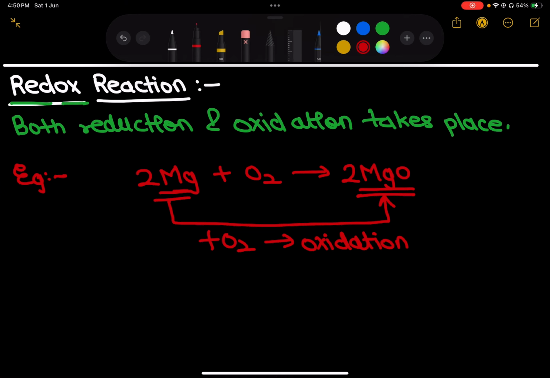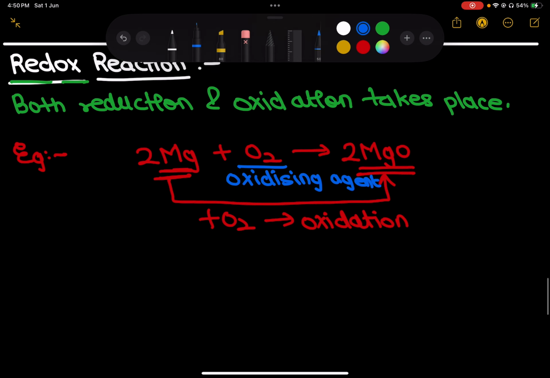Now, if oxidation has taken place with Mg, then O2 is the oxidizing agent, because it oxidizes others and gets reduced itself. I'm very sorry. But here, O2 has not been reduced, so you cannot say this is a redox reaction. This is not a redox reaction, this is only an oxidation reaction. Now let's see an example of a redox reaction. I'll just write it here: it is an oxidation reaction, it's not a redox reaction.